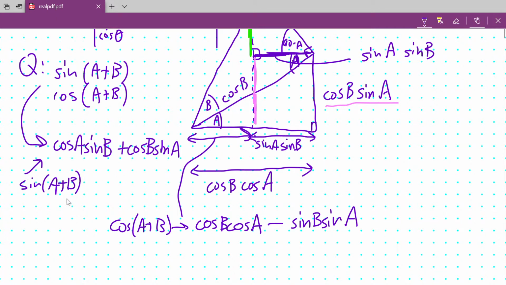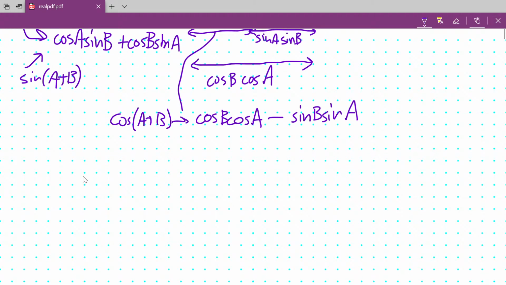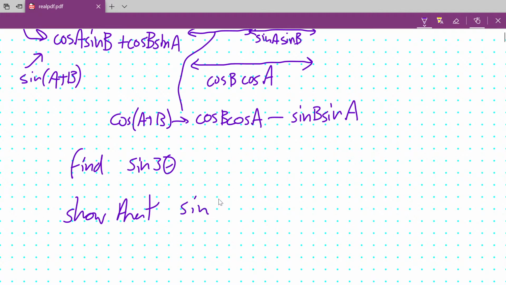And this is essentially how you get the two identities that we can use for problem solving here. Now, why are these identities useful? There's a kind of problem that comes up in these further period examinations fairly often. For example, it could be something like find sine 3 theta, or show that sine 3 theta is equal to yada yada yada.